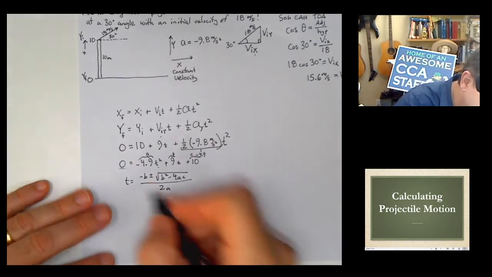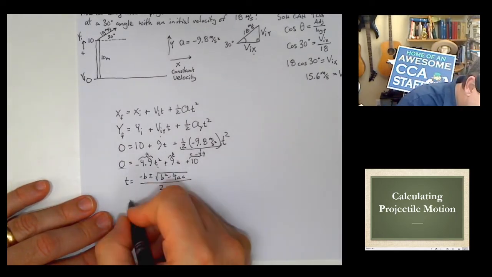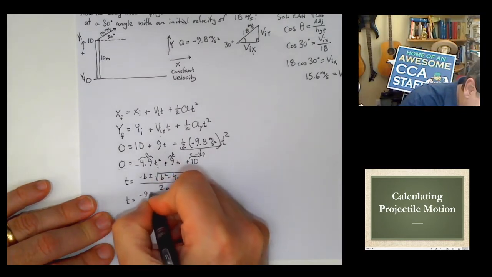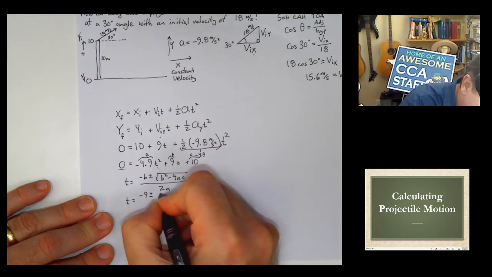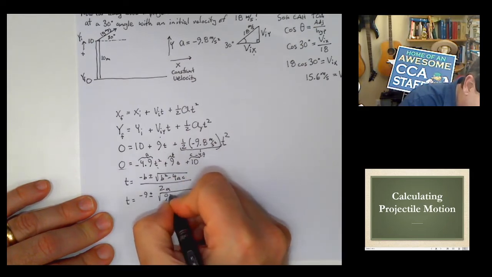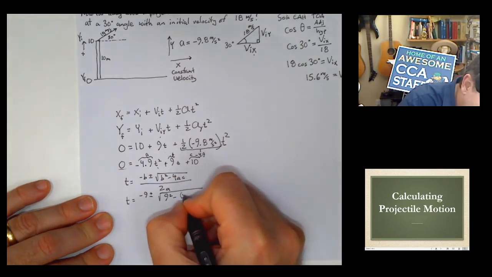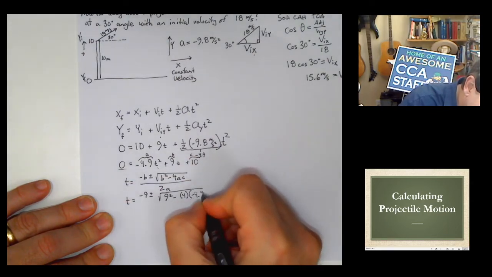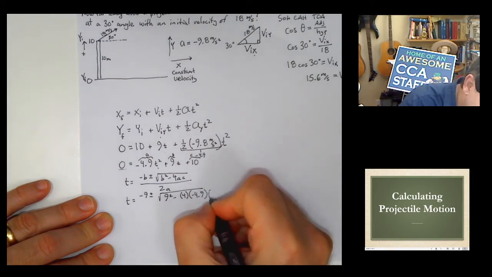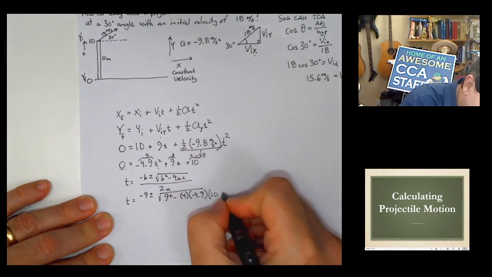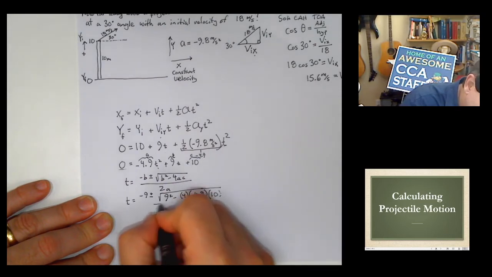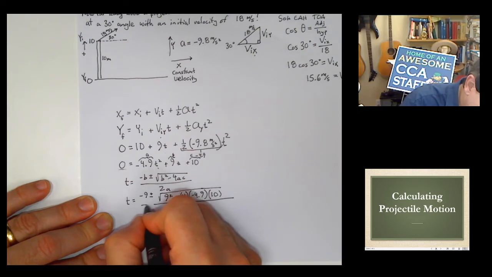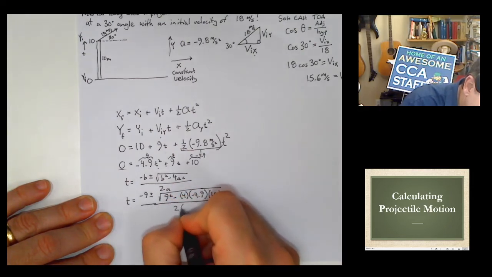Okay, so now we're going to stick our numbers in there. So t equals -9 plus or minus the square root of 9 squared minus 4 times -4.9. That's our a term. And then our c value is 10, all over, the whole thing is over, excuse me, all over 2 times our a value.